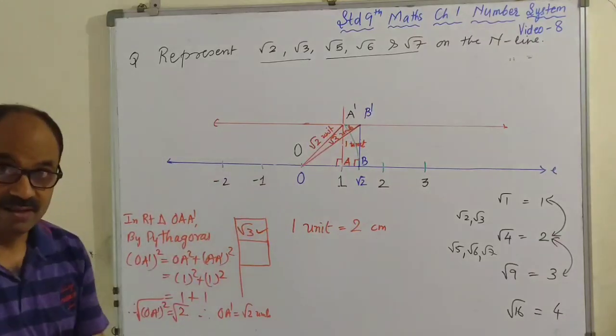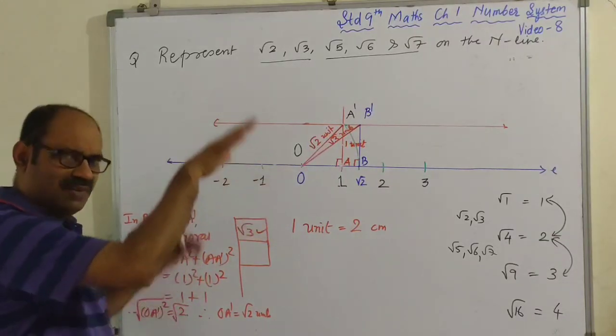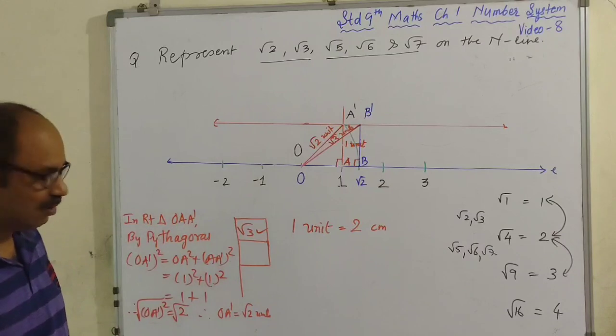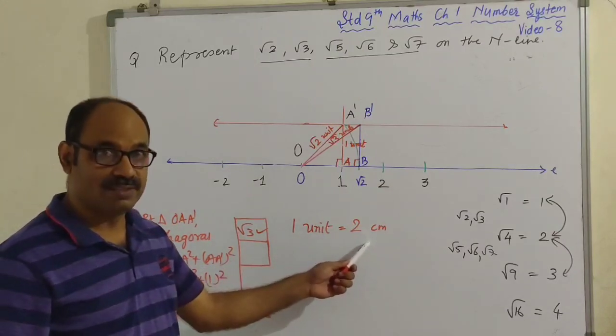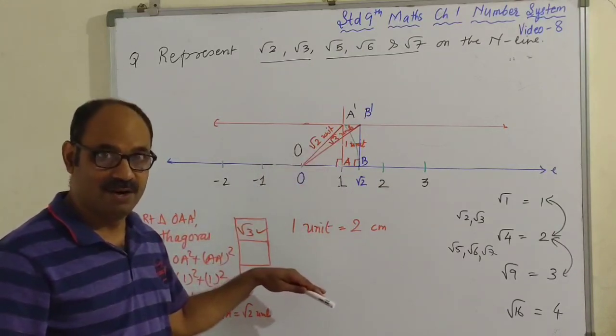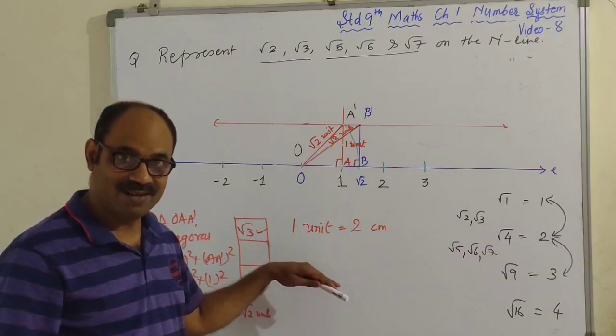Okay? Fine. First you can draw the figure and then you may write everything down. This 1 unit is equal to 2 centimeters. It's very important. You have to write below the line at the very first. Okay?